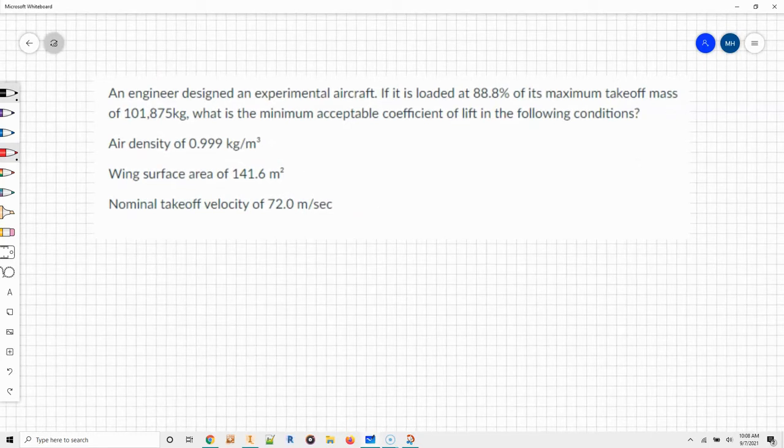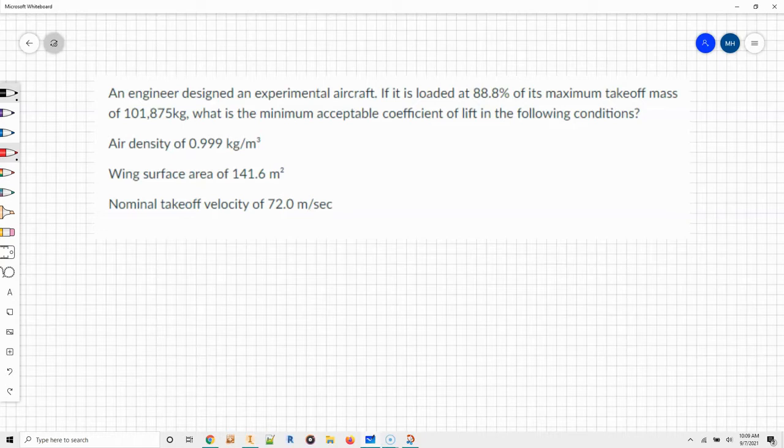I want to go through a problem. This is an example. We have an aircraft that is going to take off. It's loaded at 88% of its maximum takeoff mass, which is 101,875 kilograms. What's the minimum acceptable coefficient of lift in the following conditions?